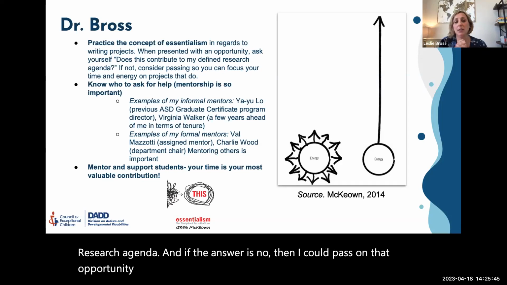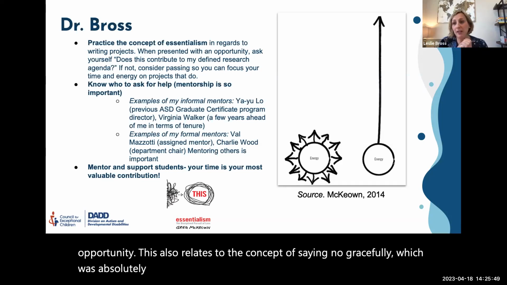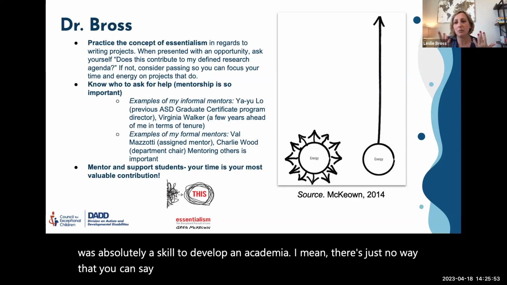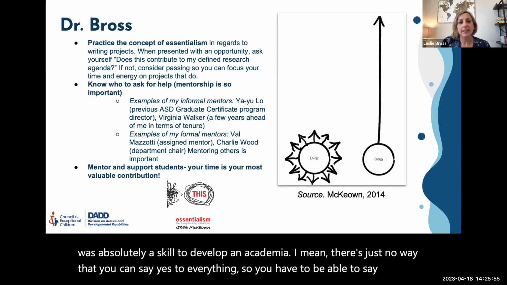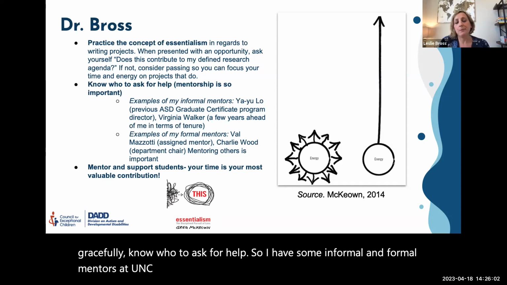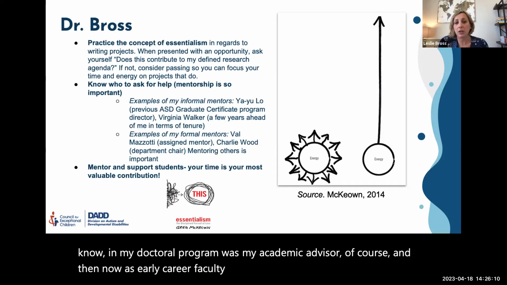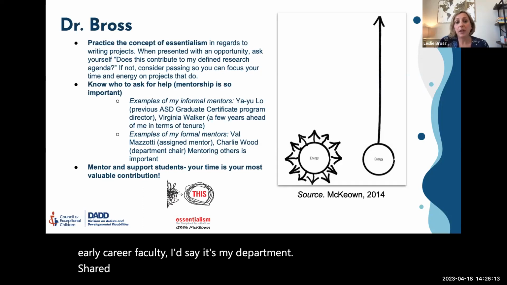This also relates to the concept of saying no gracefully, which is absolutely a skill to develop in academia. There's just no way that you can say yes to everything. So you have to be able to say no gracefully. Know who to ask for help. So I have some informal and formal mentors at UNC Charlotte. One of my strongest mentors in my doctoral program was my academic advisor, of course. And now, as early career faculty, I'd say it's my department chair, Dr. Charlie Wood. And so I know who to ask for help.